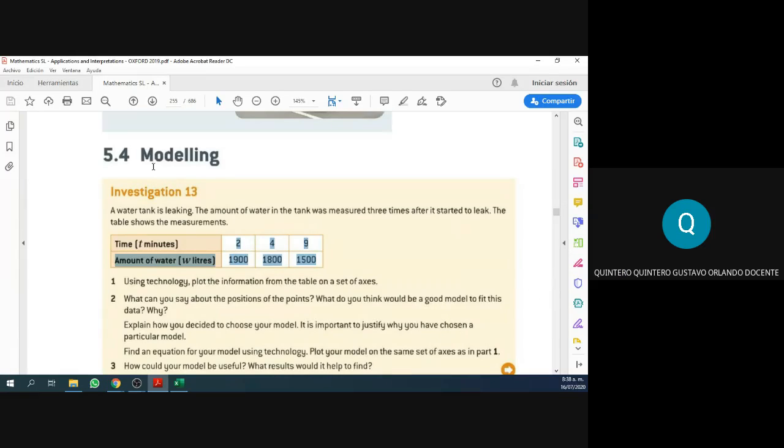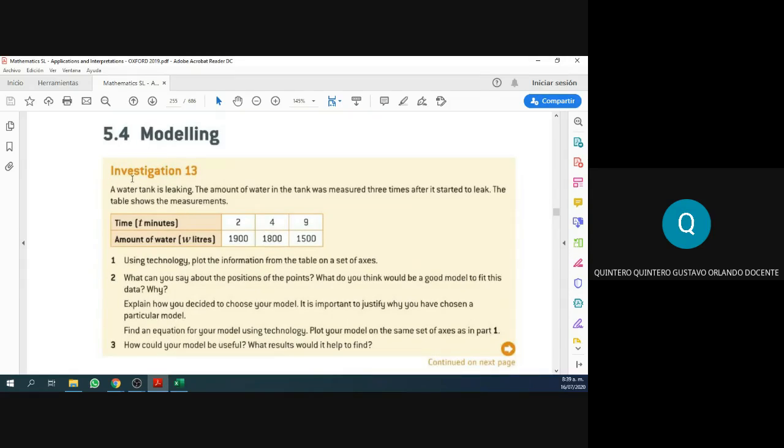Repeat it, sure, absolutely. What is it to find a model? Finding a model means finding the function that better suits the data. Finding the function that better suits the data. All right, cool? Beautiful. So let's begin with this investigation.